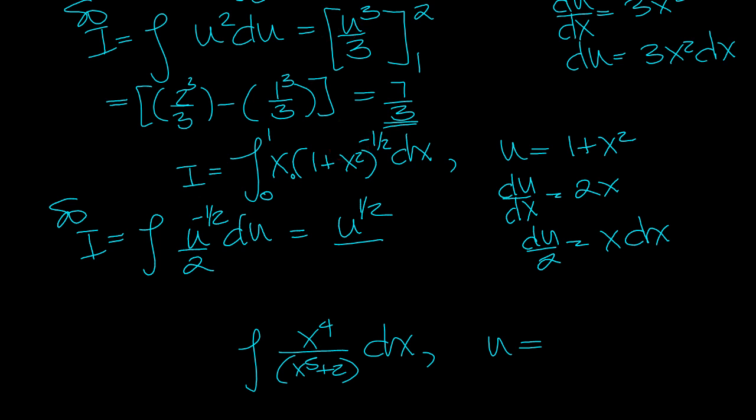And then we want to integrate that between the values. So what have we got? When x is 0, u is 1. And when x is 1, u is 2. So we've got top value 2 to the half, or root 2, minus 1 to the half, which is root 2 minus 1.